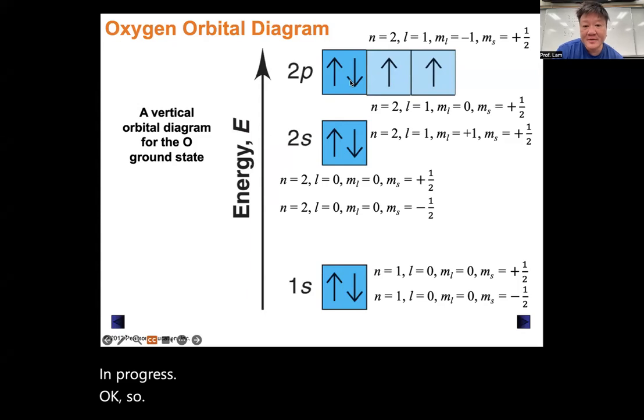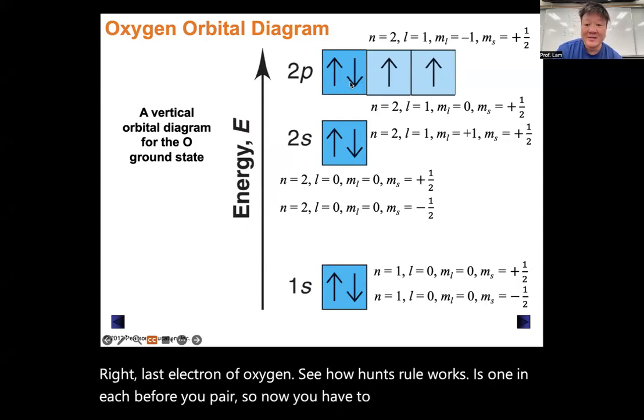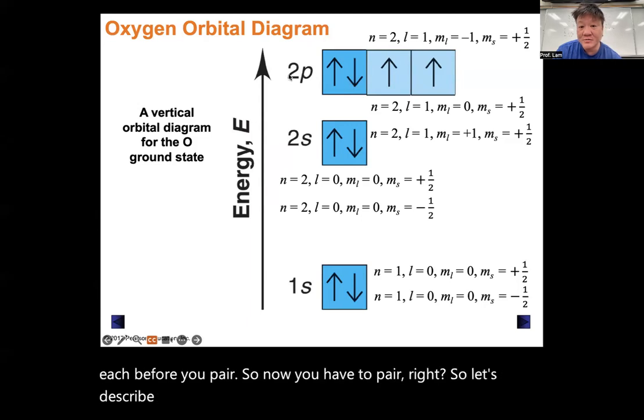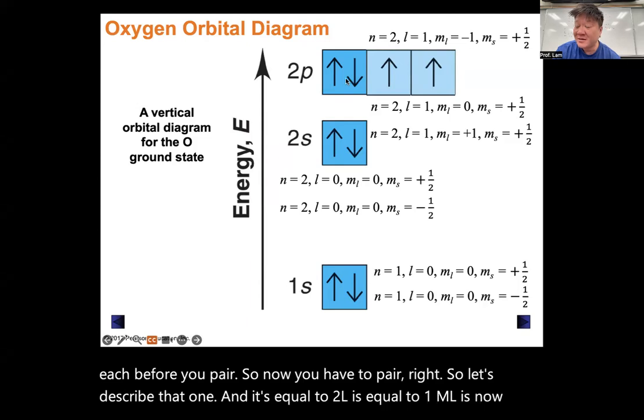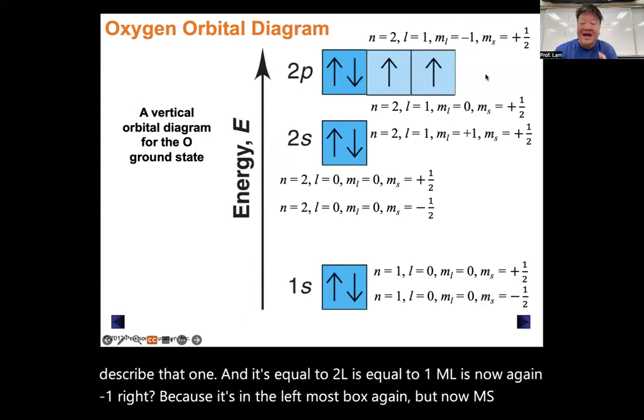This electron, right? Last electron of oxygen. See how Hund's rule works is one in each before you pair. So now you have to pair, right? So let's describe that one. N is equal to 2. L is equal to 1. ML is now again -1, right? Because it's in the leftmost box again. But now MS is -1/2.